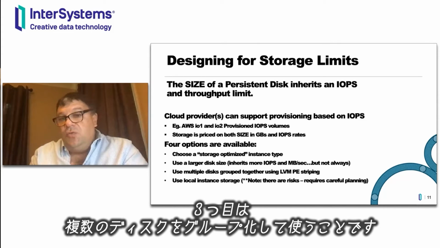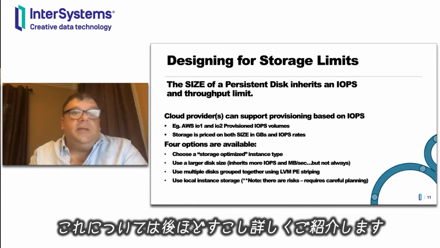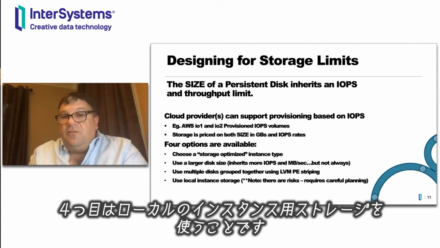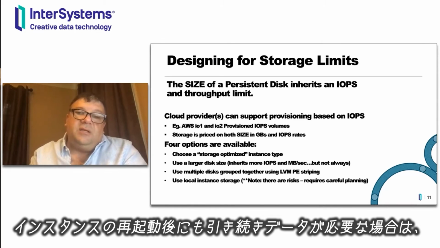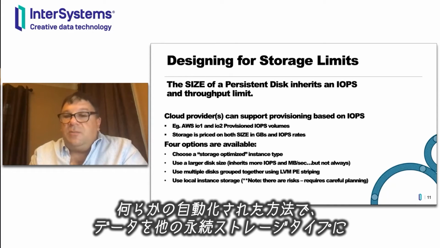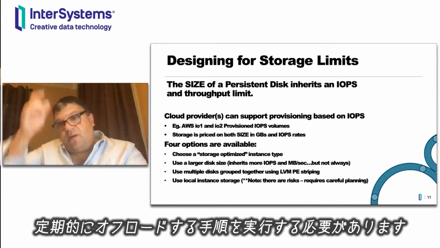The third one is to use multiple disks grouped together using LVM PE striping, or physical extent striping. I'll cover this one in more detail in a little bit. And then fourth, using local engine storage. But please, again, there are risks when using this, and steps need to be taken to offload data to other persistent storage types periodically, either in some sort of automated fashion, if you need that data to be available after an instance restart.